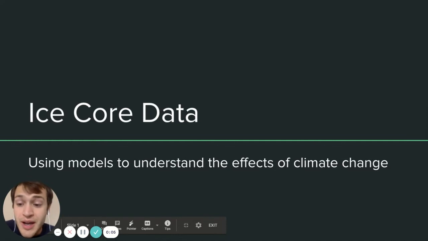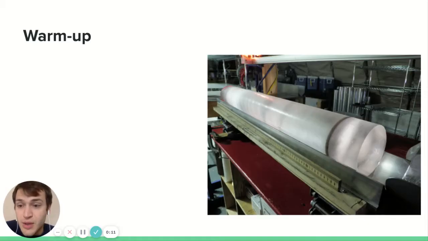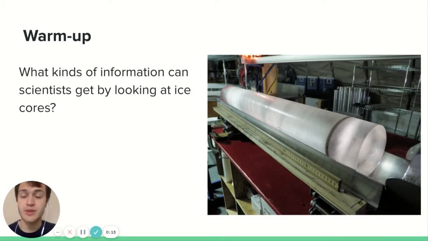So today's lesson is about ice core data, specifically using models to understand the effects of climate change. The lesson 33 warm-up is on Google Classroom. The question is, what kinds of information can scientists get by looking at ice cores?